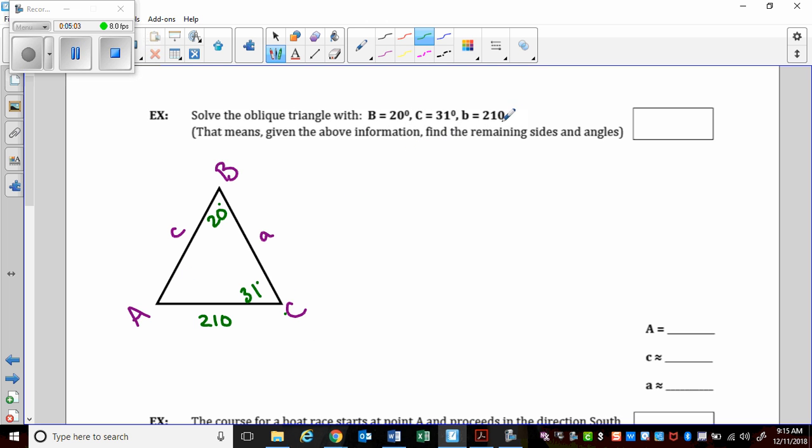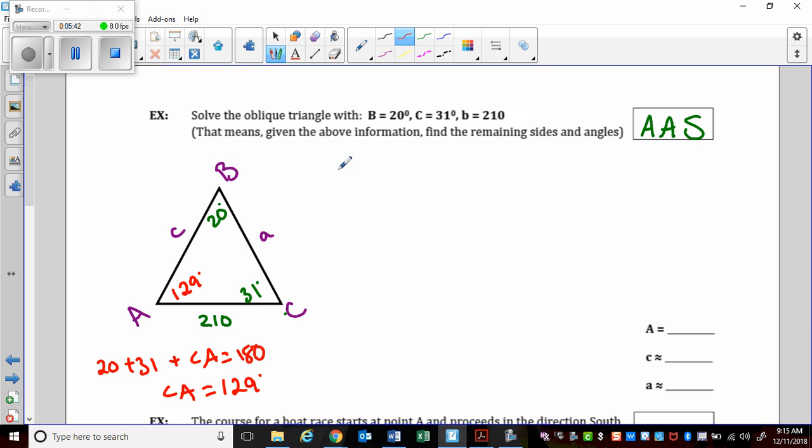So this means that we're given an angle, and then a side. An angle, and a side. This one works. We can do this. In order to find the third angle in a triangle, we add these two up. 20 plus 31 plus angle A has to equal 180. So we just add them up, subtract it from 180. So this is going to be 51, subtract that from 180. Angle A is equal to 129 degrees.